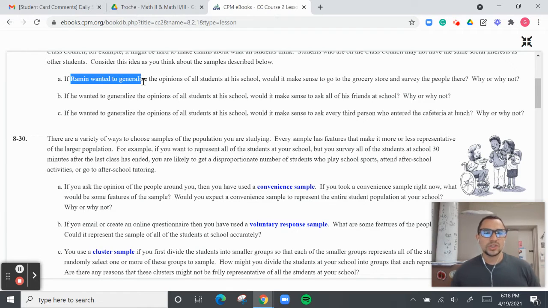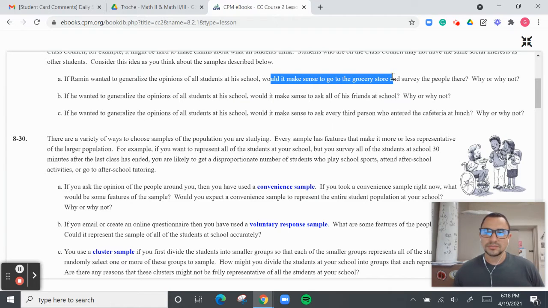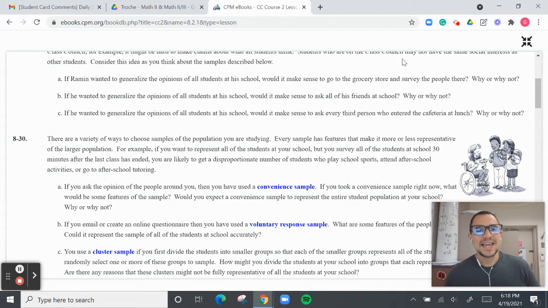If Ramin wanted to generalize the opinions of all students at his school, would it make sense to go to the grocery store and survey the people there? No, not at all. It would not make sense at all. You need to make sure that you're using the same location and sticking to the same demographics. You want to make sure that you're using the right tools and asking the right people. For example, if I want to see if people like sports and I went to a park or a sports arena, I'm sure I'd get a higher sample of people saying, yeah, I like sports. Rather, if I went to the library and asked people if they like sports, I'm probably going to get a lower percentage of people liking sports just by the area itself.